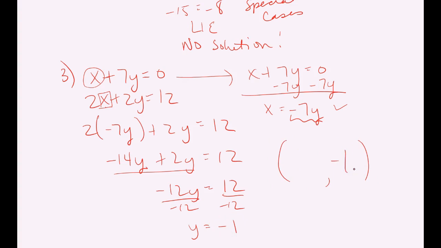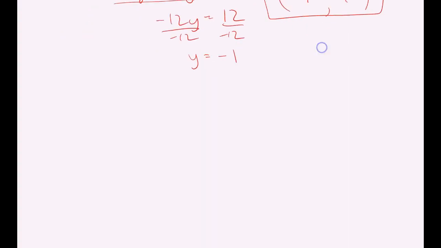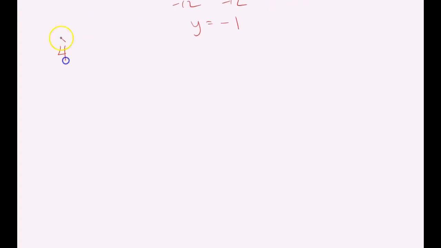Now, how do I find my x, peoples? Well, I go back to one of my equations, and I told you guys in the last video, I usually always go to my step 1. Whatever step 1 was, that's where I go plug it back in. So I'm going to take negative 1 and plug it in for this y. So what's negative 7 times negative 1? Positive 7. So that would be my solution for x. Okay? And now the last one in this section, number 4.